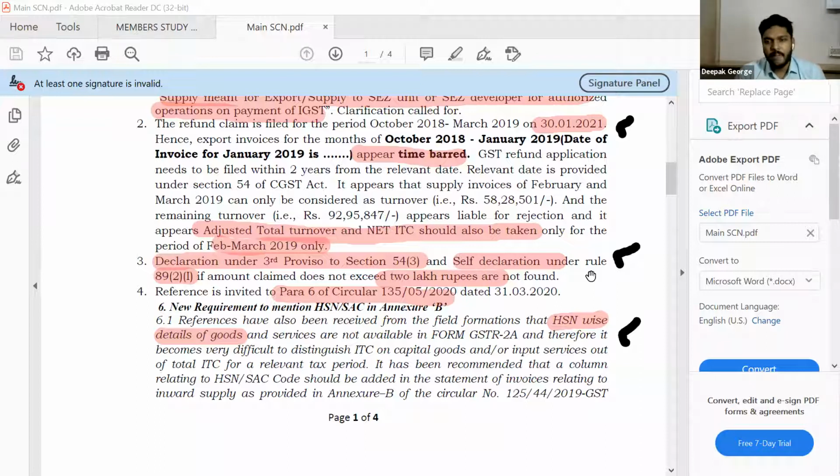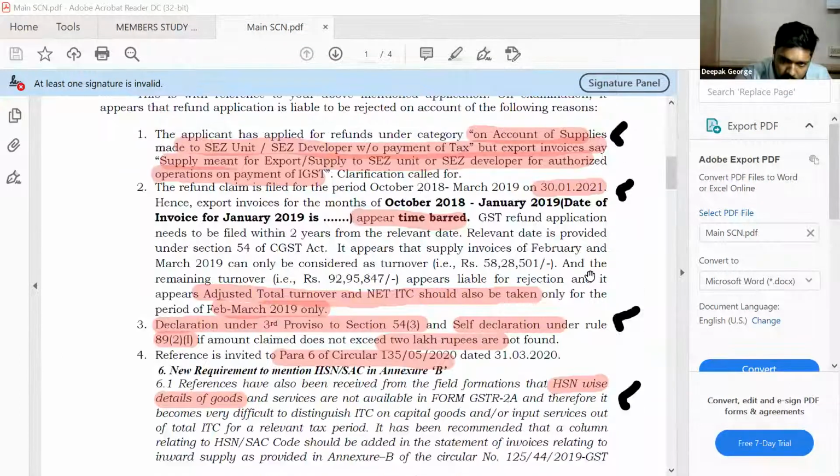There's no declaration. Also, you need a self-declaration where you are attesting that the amount of refund claimed does not exceed 2,50,000. If it exceeds, you have to get a CA certificate, mind you, that it does not exceed 2,50,000 rupees, and you have declared that you have not passed the burden to any other person. These two declarations, one being a normal declaration, the other one being a self-declaration, are not found as a part of your application. So 1, 2, 3.